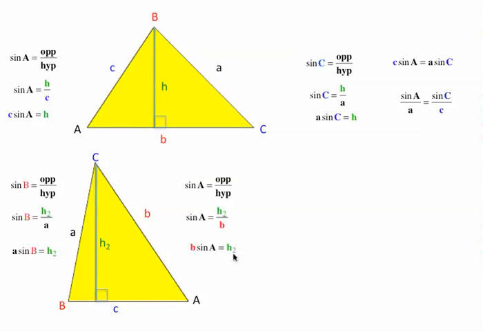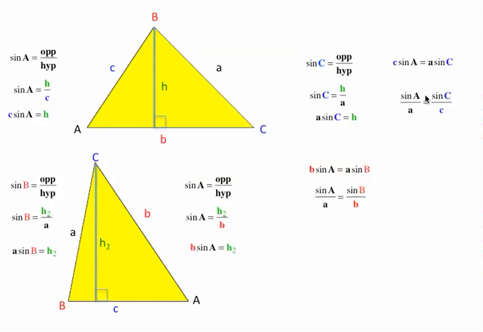The reason we isolated the H2s again is so that we can say A sine of B is equal to H2, and B sine of A is equal to H2. So A sine of B must be equal to B sine of A. These things are the same thing, so we're going to write them as the same thing. B sine of A is equal to A sine of B. I'm going to divide by side A and divide by side B, and I'm going to get sine of A over A is equal to sine of B over side B.